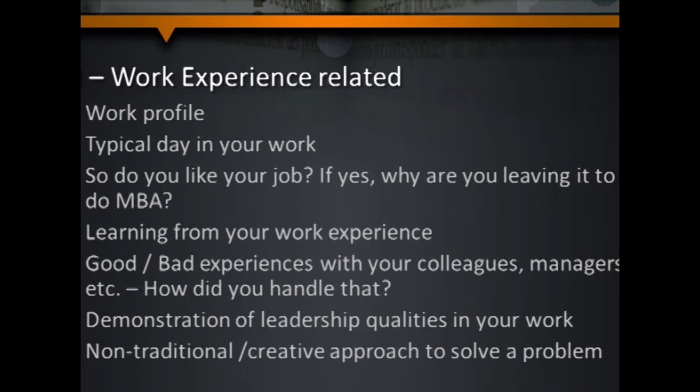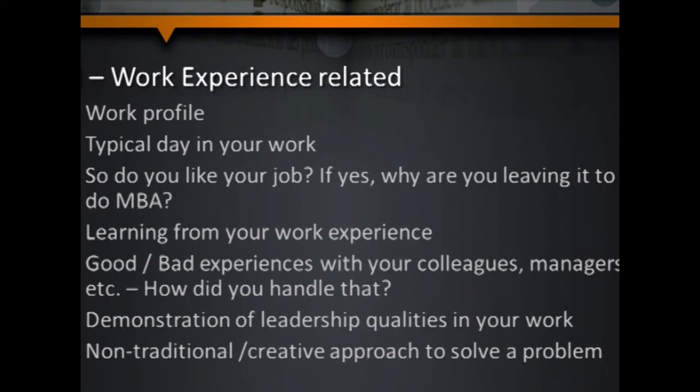Then, what did you learn from your work experience? You talk about that. So you have to think through what exactly you have done in your work, and you can say, sir, I've learned this, I've learned something from my colleague or my manager, or from the mistakes I've made. So you can think of some examples and build upon that. Then there are good and bad experiences with your colleagues and managers. So please ensure that you do not put the blame on someone else. It could be that the situation has caused this problem. As much as you can, try to avoid putting the blame on others.